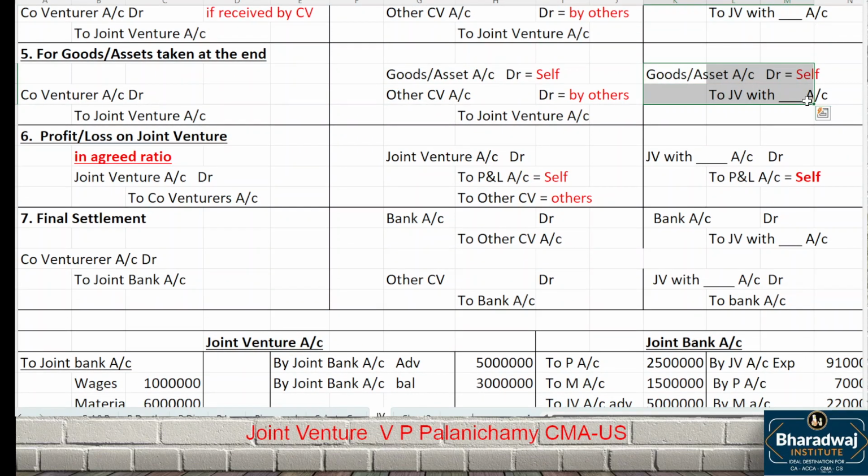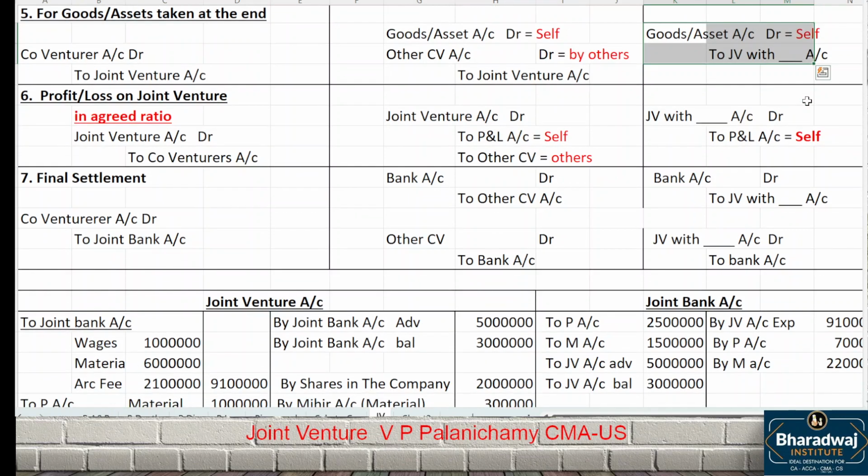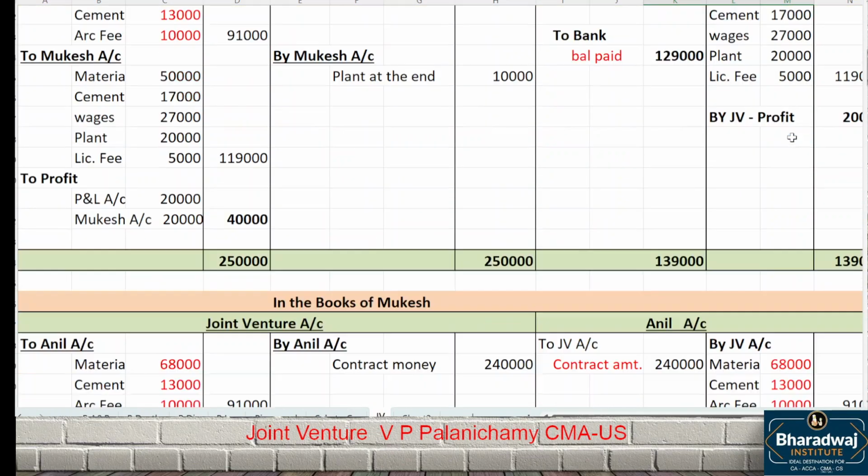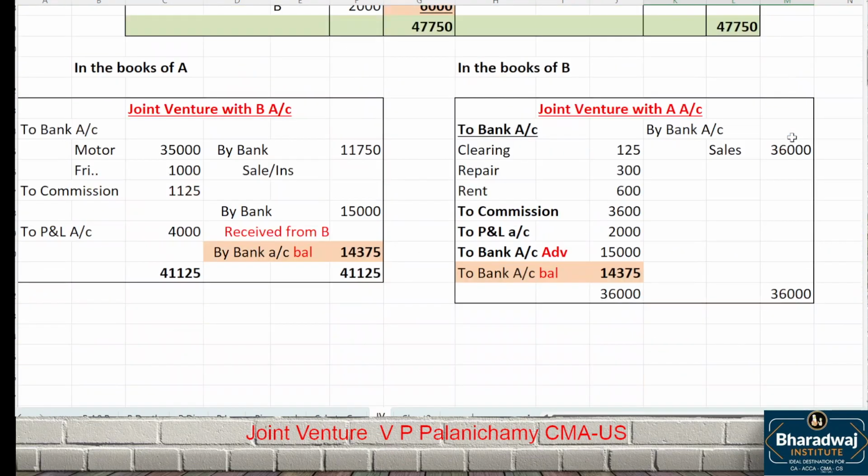At the end of the year, goods are assets taken over. Goods are assets taken over to joint venture. Profit is transferred. We had seen joint venture with dash account debit or to P&L account. We transfer our profit to P&L account. Only our profit we transfer to P&L account. Then final settlement is made. Take up this.